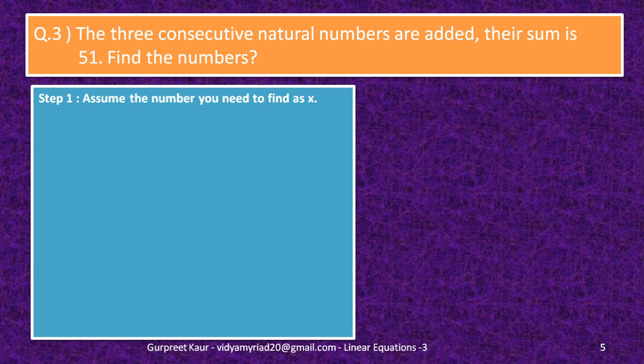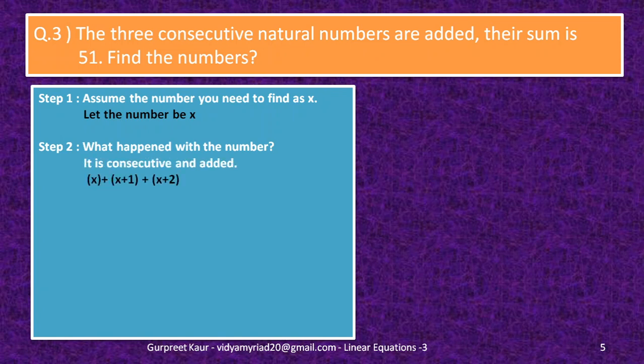Step number 1, you need to assume it. Let the number be x. Step number 2, what happened with the number? We have 3 consecutive numbers which are added. So what will I do? I don't know the number x. So when I do x plus 1, the next number will come. When I do plus 2, another next number will come, like I have just given you the example of 5, 6 and 7. Same way will happen over here.